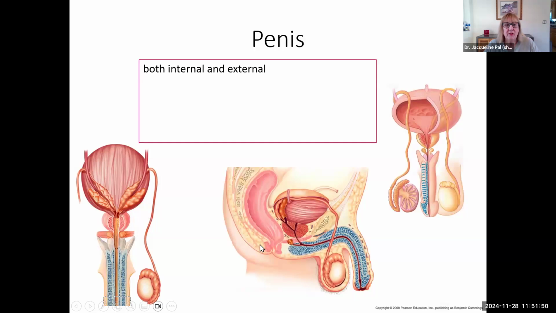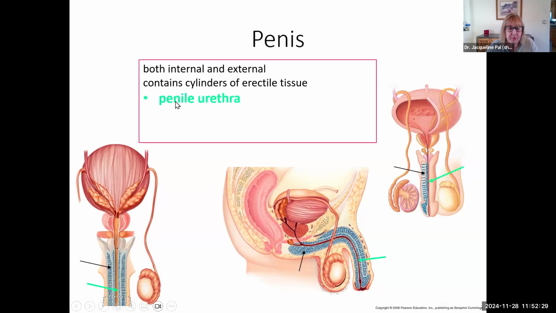All right. So our last structure is the penis, and I do the penis separately because it has both external and internal components to it. So it doesn't really fit on either of those previous slides. If we look at the penis, you can notice all these blue areas. All these blue areas are cylinders. There's 3 different cylinders of erectile tissue, kind of areas that look like sponges. And all the holes in the sponges are areas that are going to be filling up with blood, as we will learn in a later video.